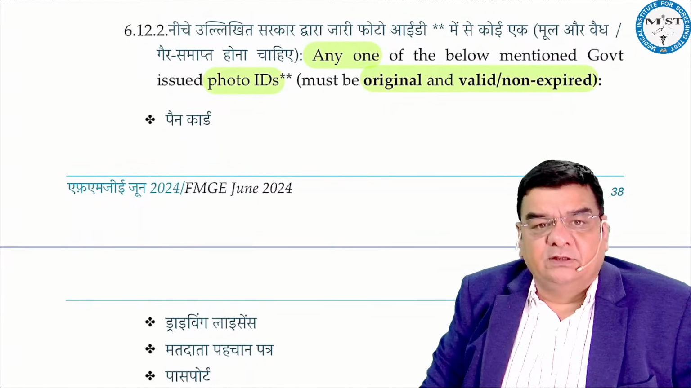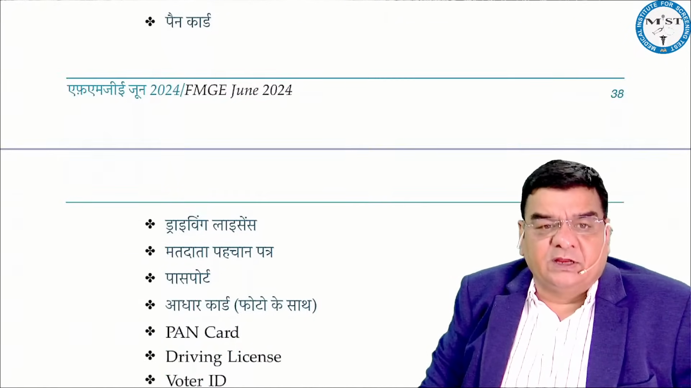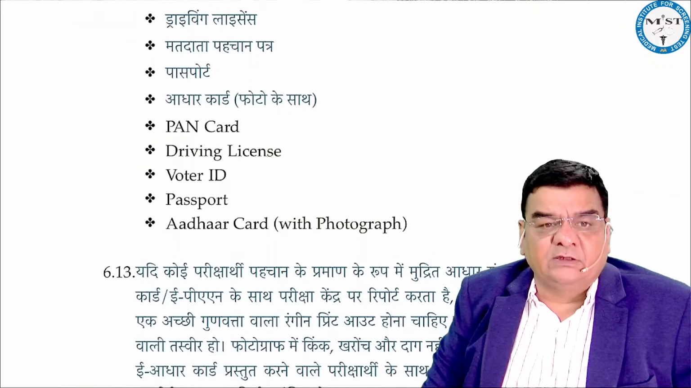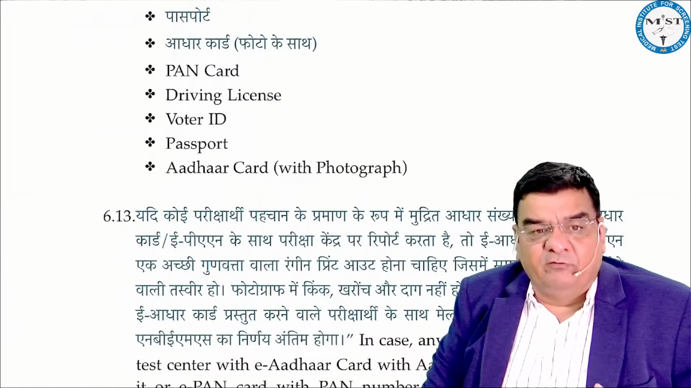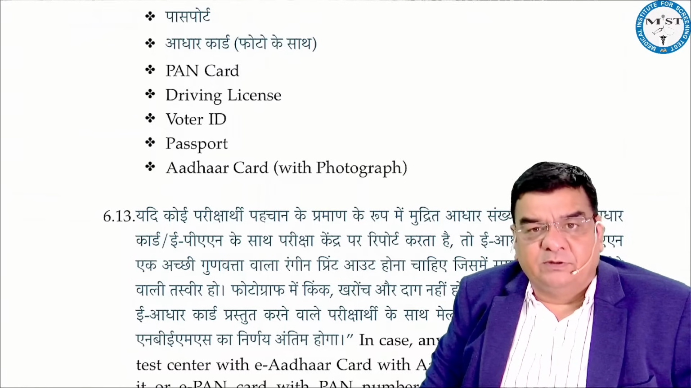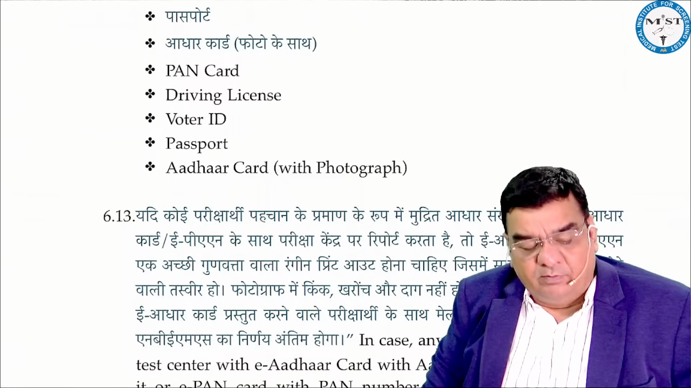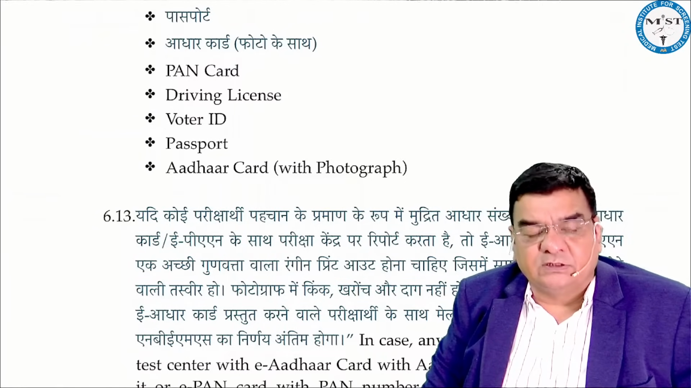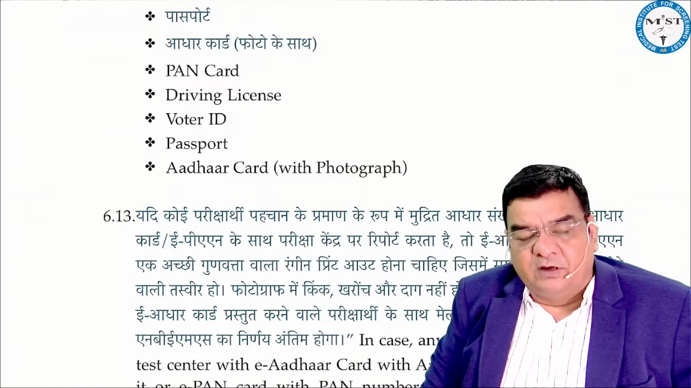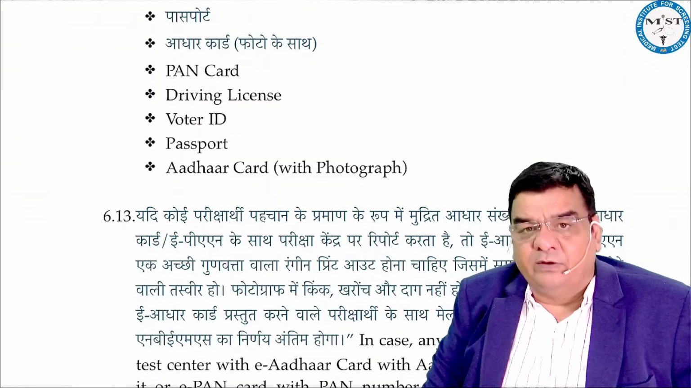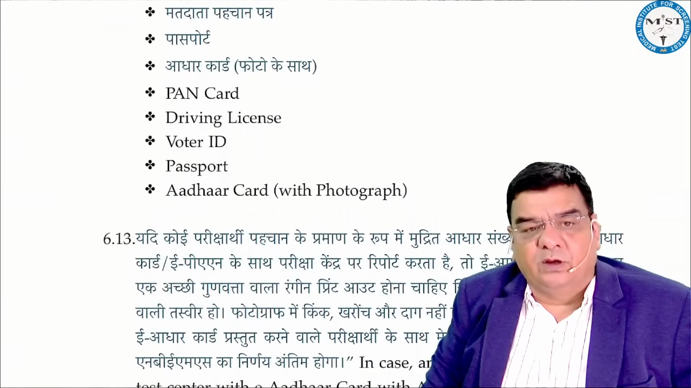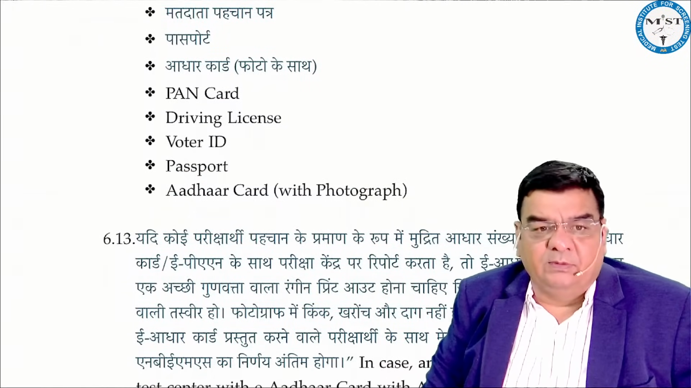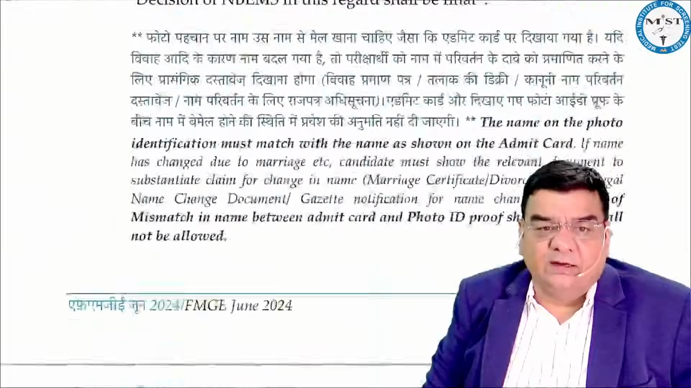Please do check that you have an original photo ID issued by the government, which can be anything, maybe your PAN card, driving license, voter ID, passport or Aadhaar card. And please make sure that it is a valid ID. Sometimes this happens, beta, that we upload the passport, but then we see that the passport has expired. So on 6th of July, if the passport is expired, it is no more a valid document. So please be careful. Instead of passport, you can upload other IDs also, maybe PAN card or driving license, which is valid.